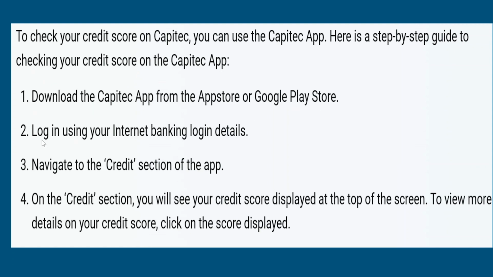After that, log into your account by using Internet Banking login details. Here, navigate to the credit section of the app. On the credit section, you will see your credit score displayed at the top of the screen. To view more details on your credit score, click on the score displayed.